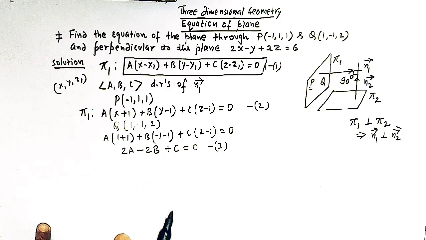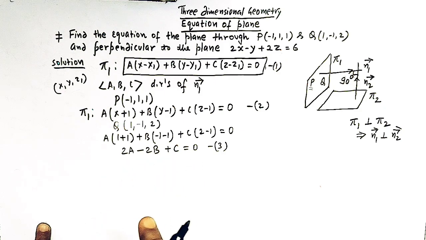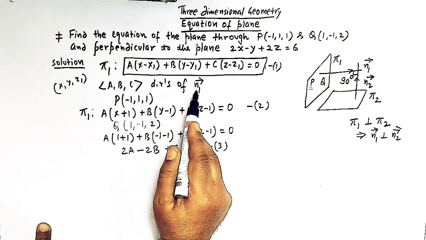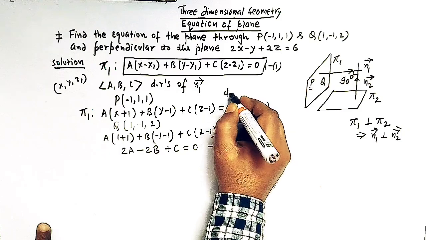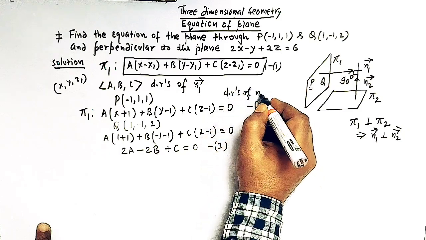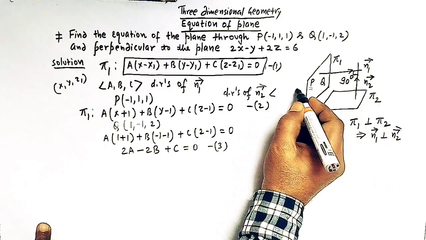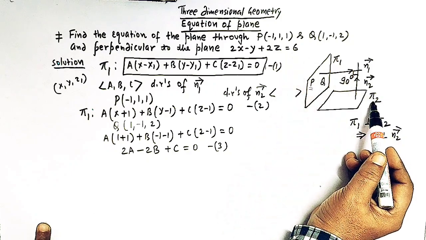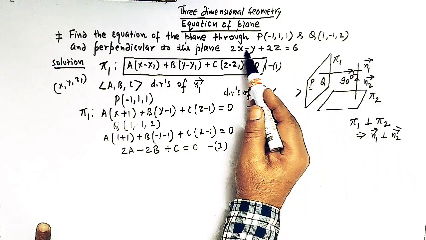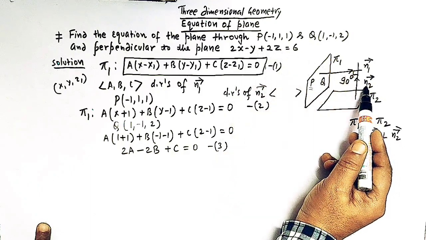Now let us form another equation in a, b, c by using the concept of direction ratios, right? Now see, the direction ratios of the normal vector n1 are a, b, c, and the direction ratios of the normal vector n2 to this plane pi 2 may be written with the help of the equation of this plane pi 2. So here the coefficients of x, y and z give us the direction ratios of the normal vector n2.